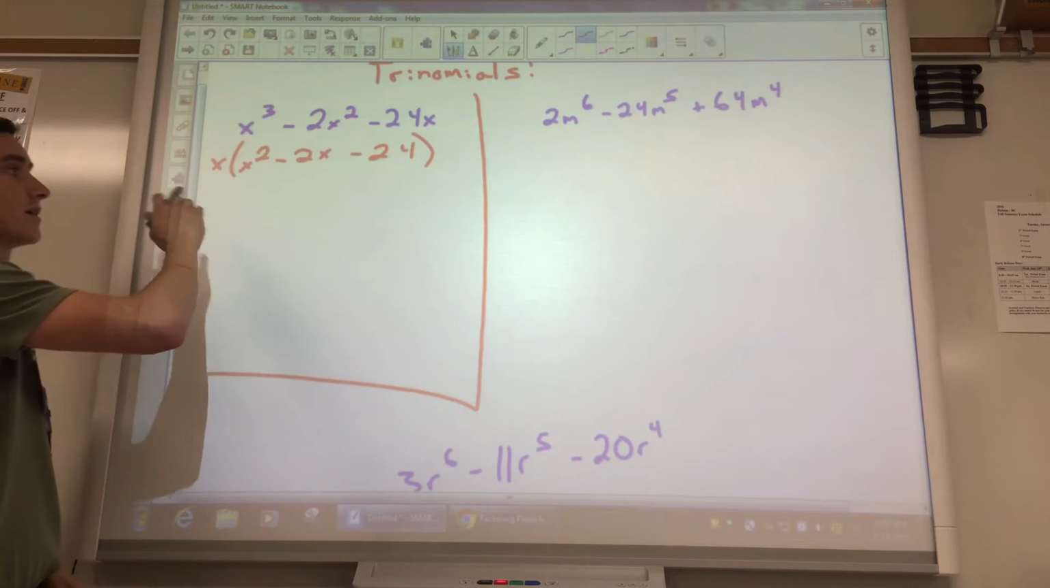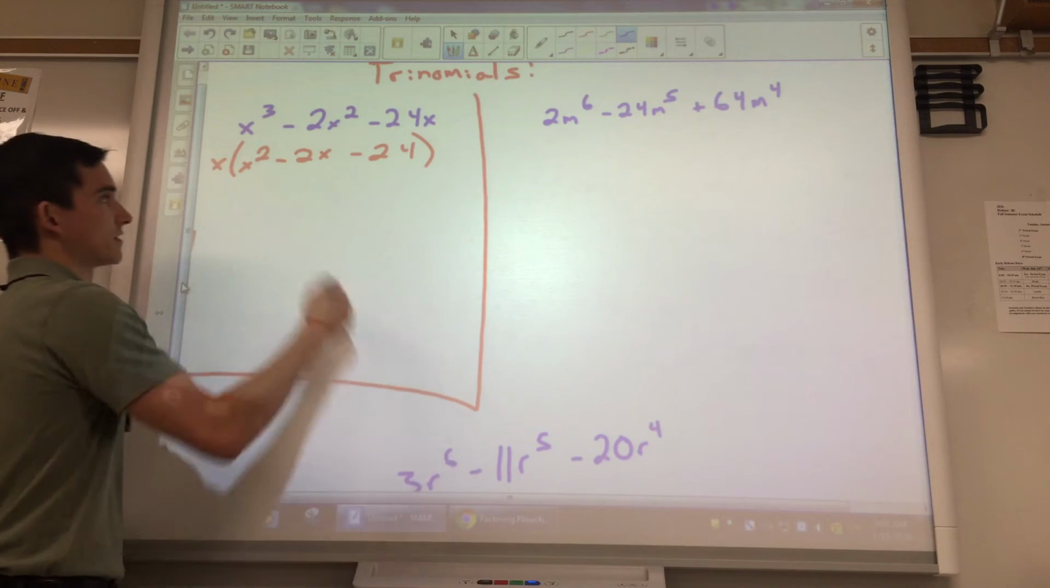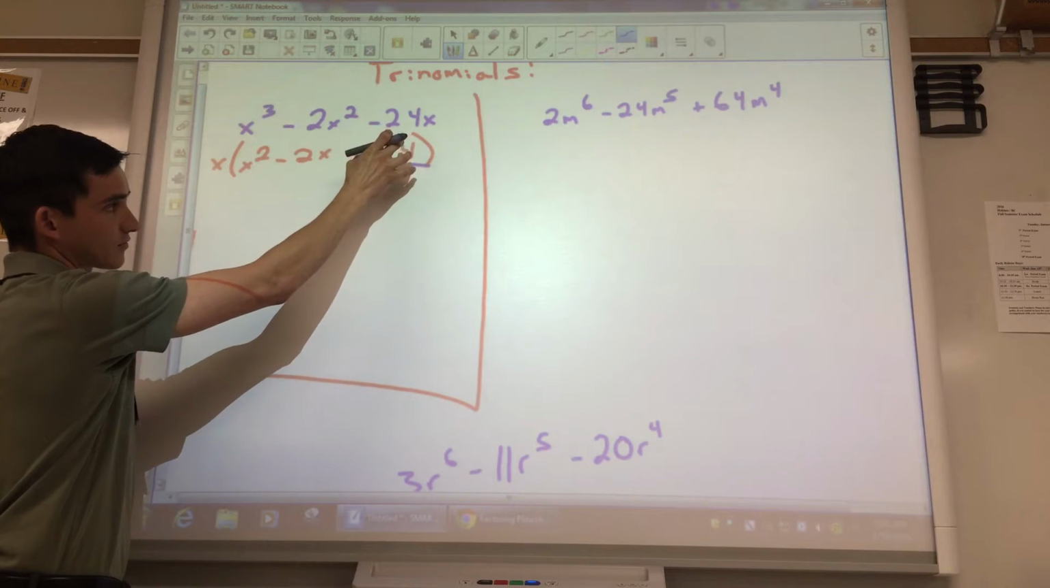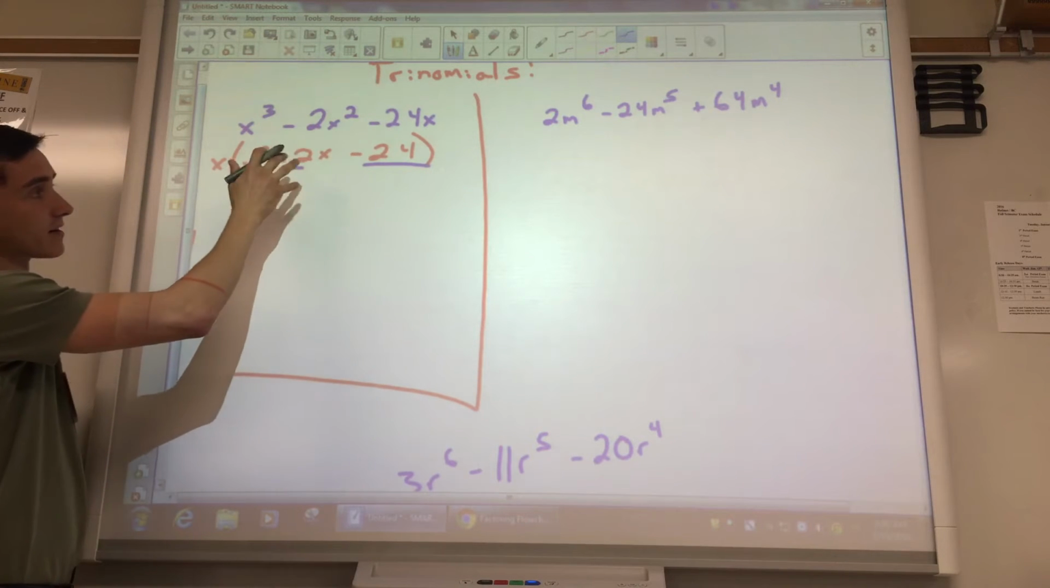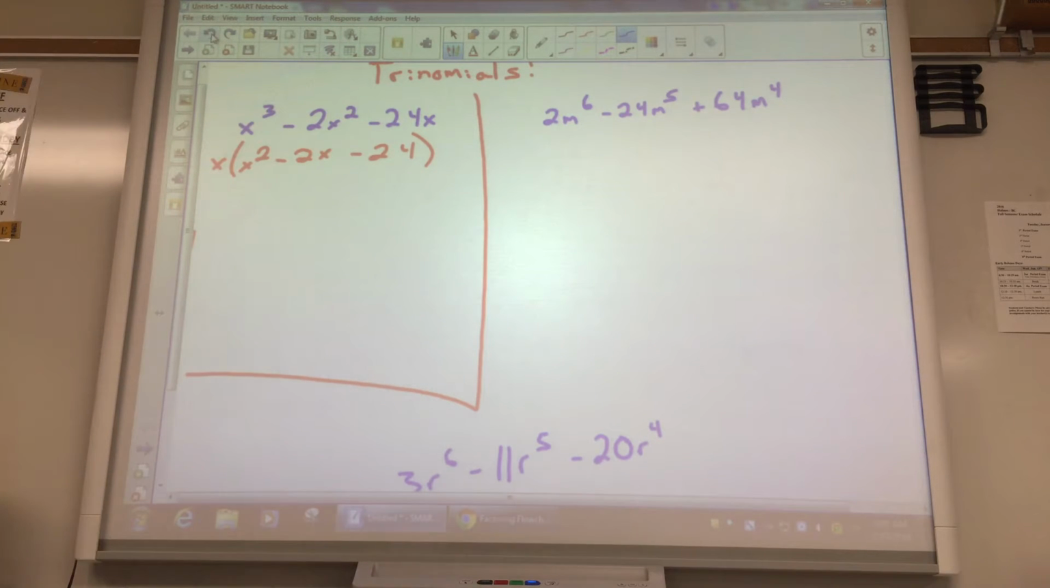If you have 1 in front on a trinomial, then you're looking for 2 numbers that multiply. Remember, this is A, B, and C. 2 numbers that multiply to be the C part, that -24, but add to be the B part, -2. So what are 2 numbers that multiply to be -24, add to be -2? 6 and 4. So which one needs to be negative? Because they have to add to be negative 2. Negative 6, positive 4, right?